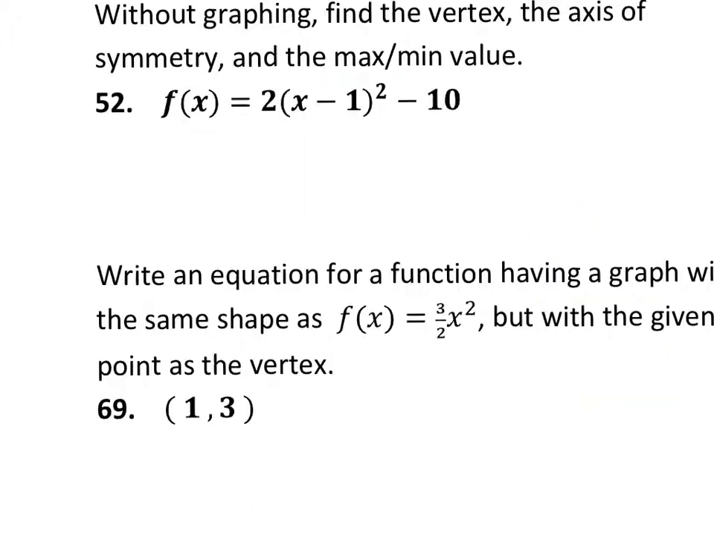All right, so without even graphing now, we can figure stuff out, correct? From this. Okay, so where's my vertex here? Excellent. 1 and negative 10. Good. Axis of symmetry? X equals 1. And is this a min or a max? It is a min, and what is the min? The min is negative 10, and it occurs at 1. Are you kidding me? That was easy.